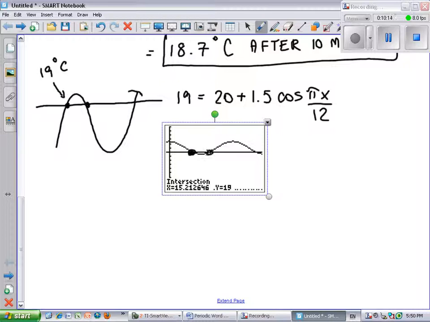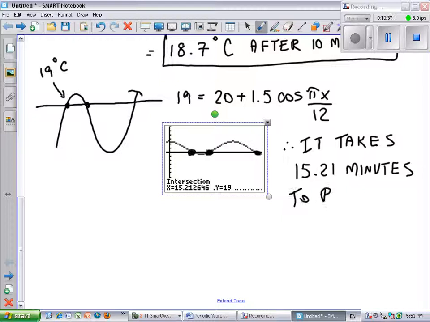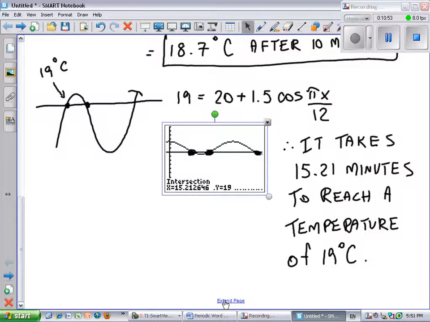So therefore, it takes 15.21 minutes after the air conditioner is turned on to reach a temperature of 19 degrees Celsius in the house. Okay, so I'll leave the solution up here so you can make your corrections accordingly.